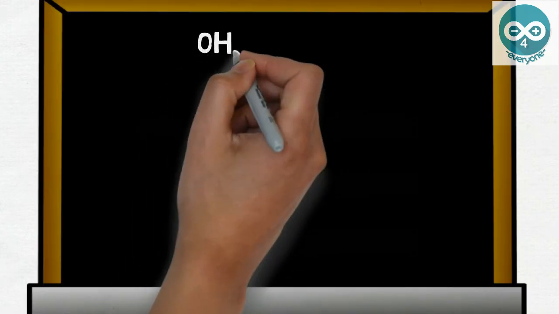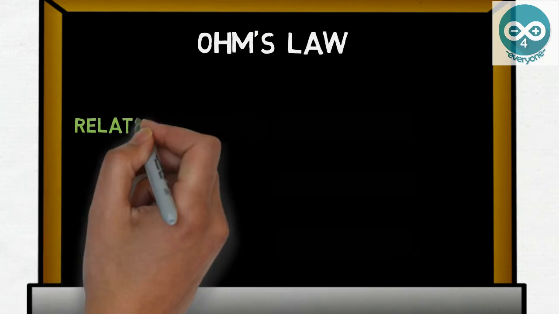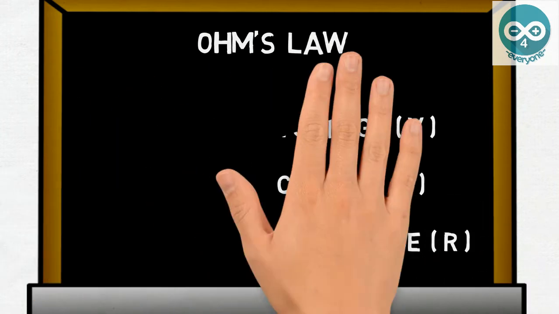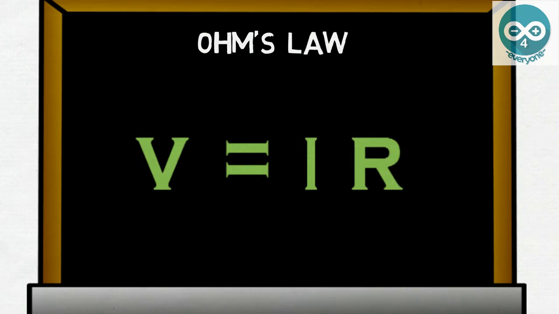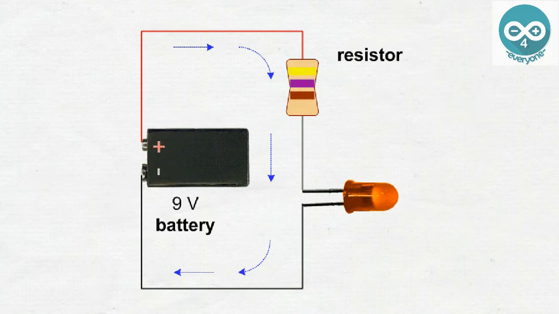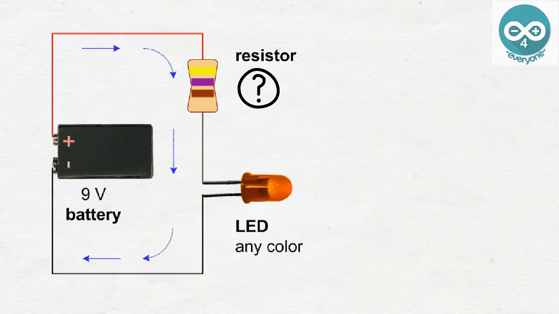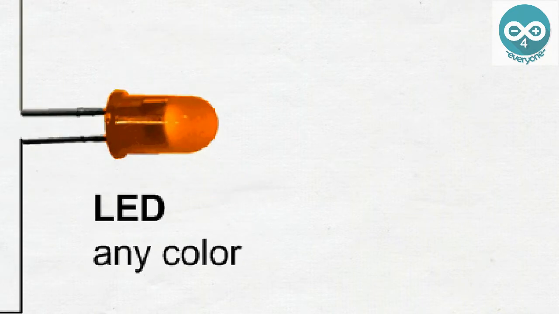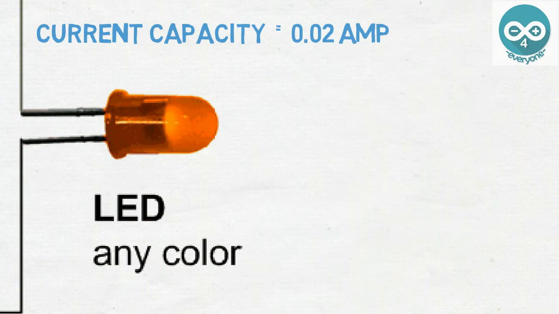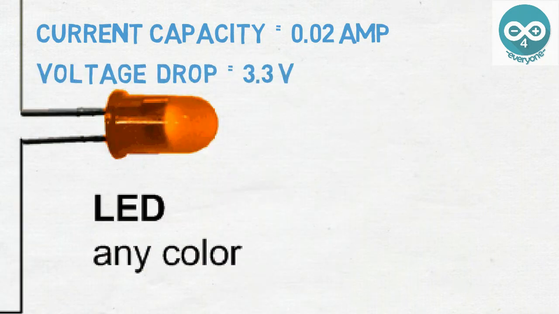So this is where Ohm's law is useful. It frames a relation between voltage, current and resistance, and the formula is V equals IR. Let's see how to apply this formula on a simple circuit with a voltage source of 9 volts, a load like an LED bulb, and a resistor to limit the current. Now we have to find the value of the resistor using the formula V equals IR. Looking into the datasheet of an LED, we get to know that its current capacity is 0.02 amps and its voltage drop is around 3.3 volts.